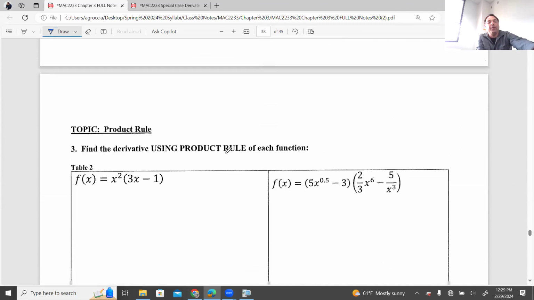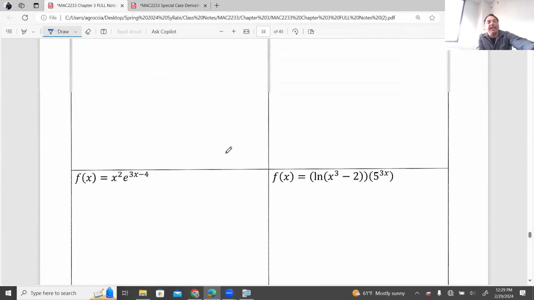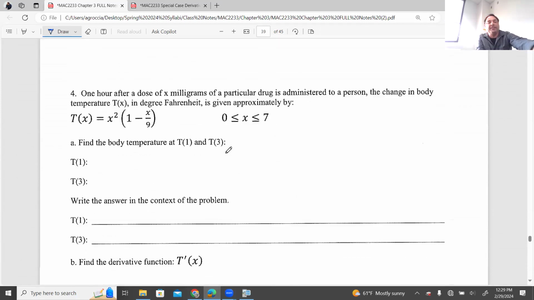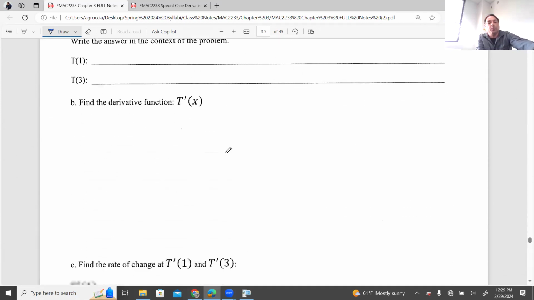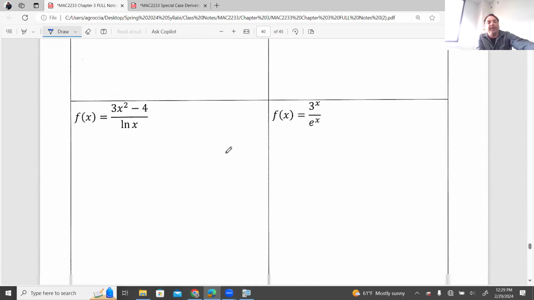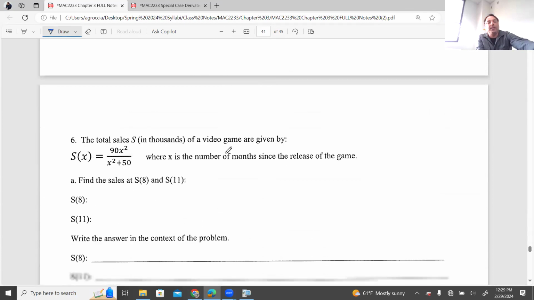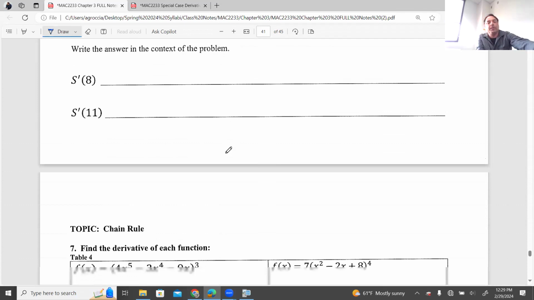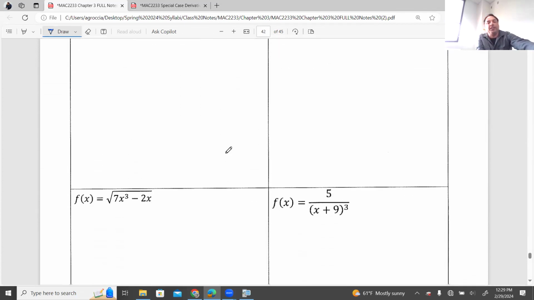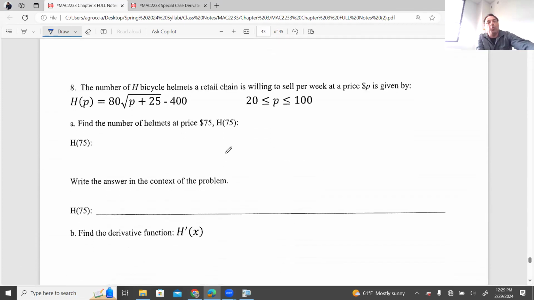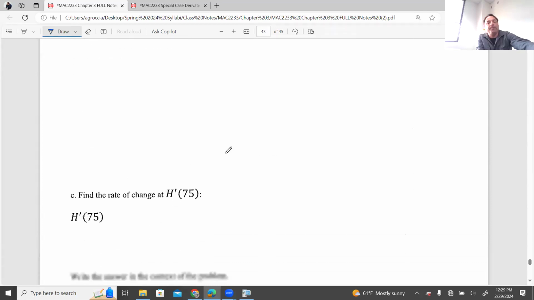And then we have product rule, and again, it starts a little bit easier, gets harder each way, incorporating some special case in there. Word problem with product rule. Quotient rule, again, getting a little harder, mixing everything in there. And then word problem with quotient rule. Chain rule, again, starting easier, getting a little bit harder as we get further down, a bunch of examples. And then word problem, be careful with this one, word problem with chain rule.